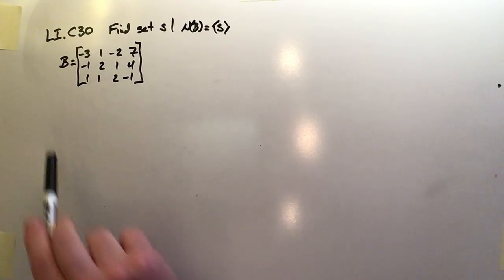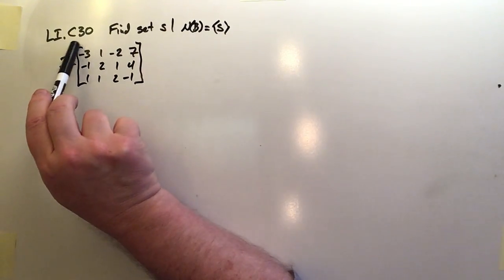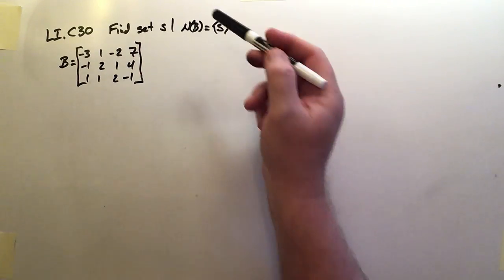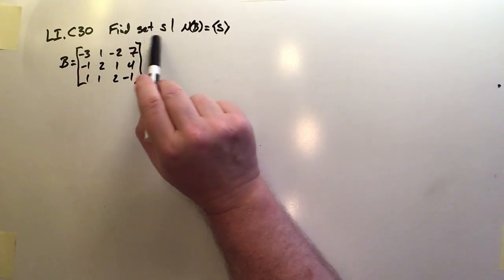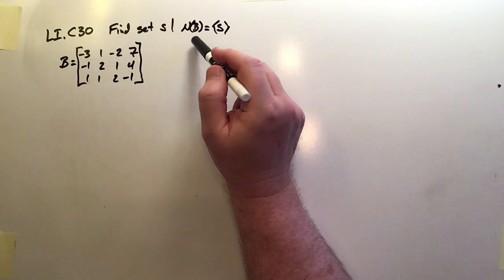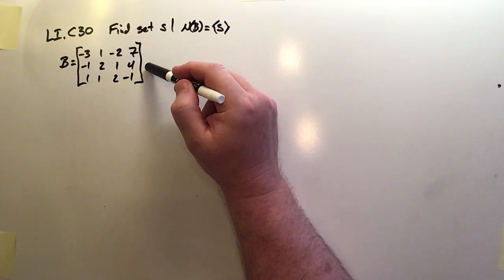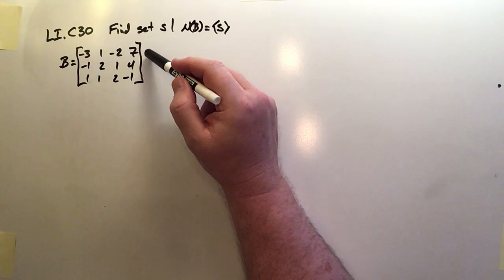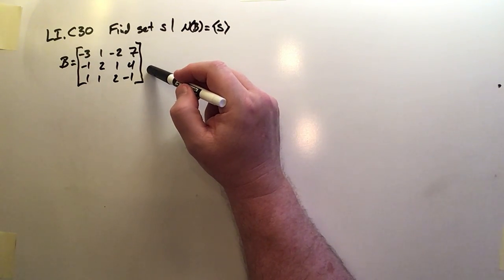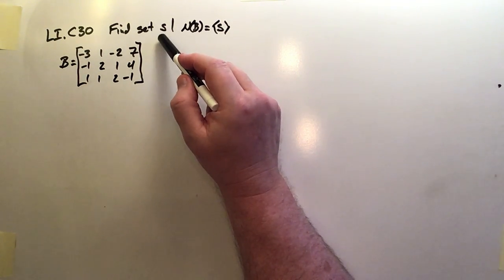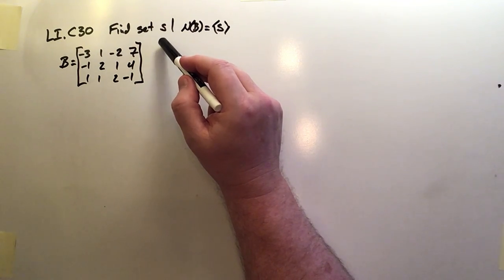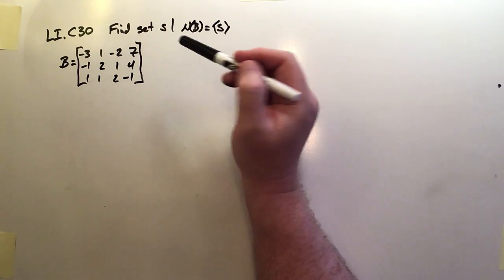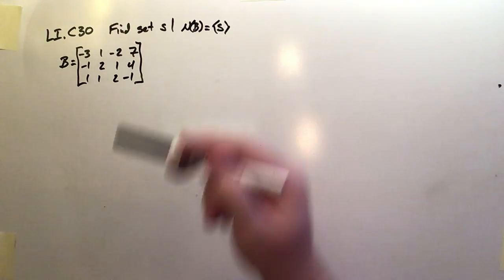Okay, this one is linear independence C30, and in this one, we want to find the span of the null set of this particular matrix. So remember, null set is the solution set if this were a homogeneous system, and then the span are the vectors necessary to build all possible linear combinations of the solution. So let's walk through it.